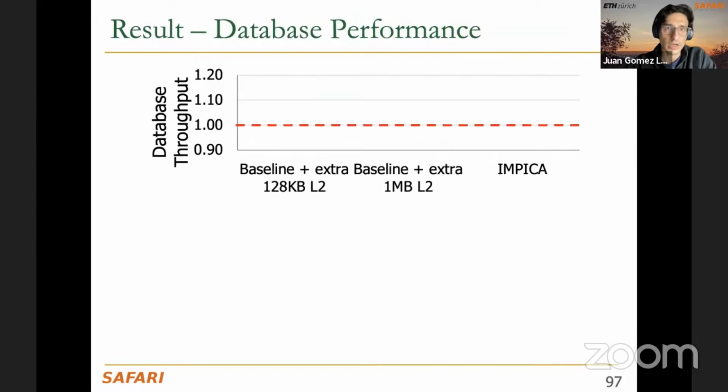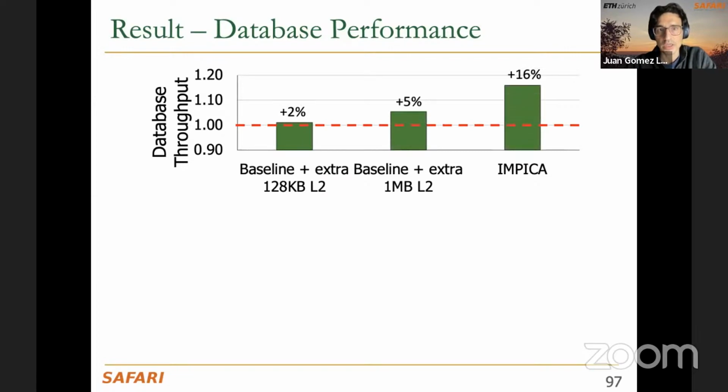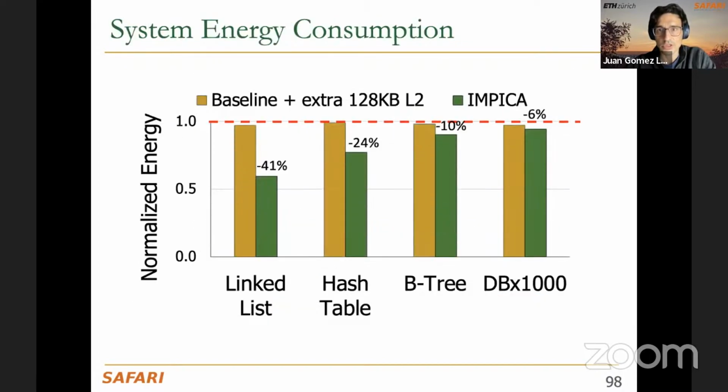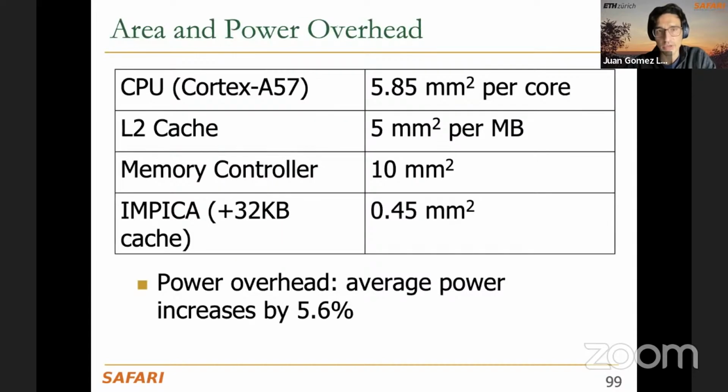This is, let's say, a more real world benchmark, a database, with two different baselines. We see that In-PIM is significantly faster and also reduces latency. And in terms of energy consumption, we also see similar trends for the database and also for the micro benchmarks. Pretty interesting energy savings.